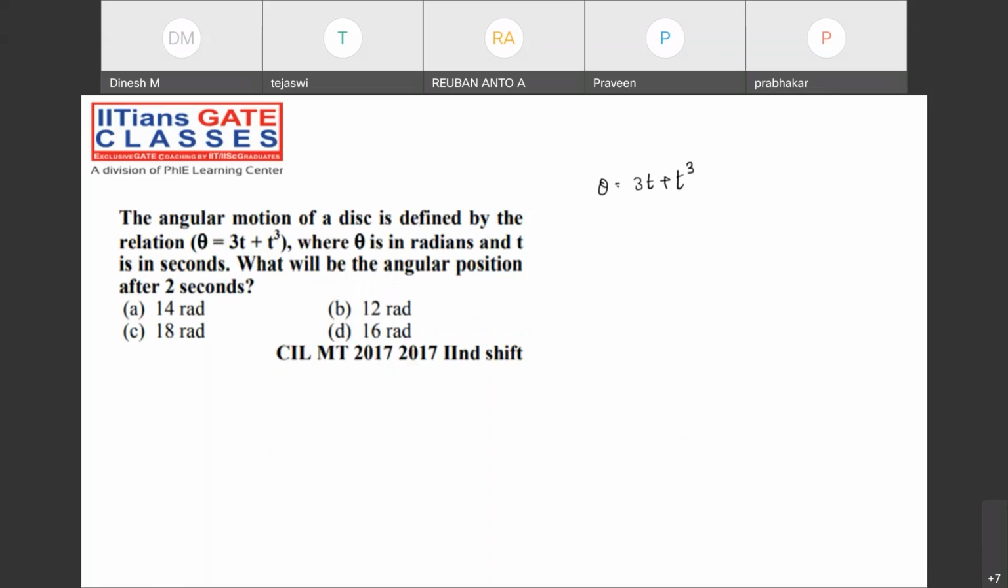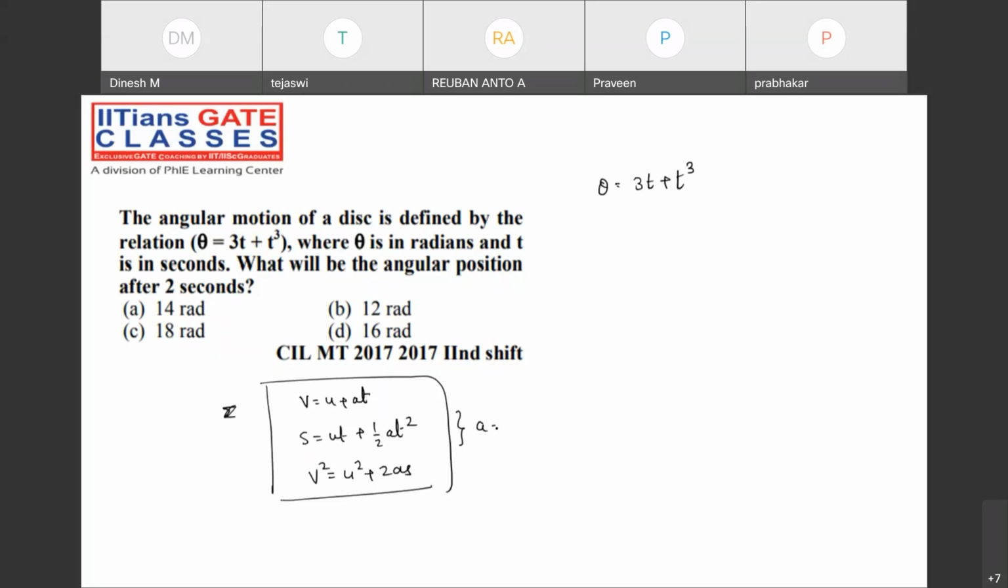Whenever any body is under motion, V is equal to U plus AT. S will be UT plus half AT square. V square is equal to U square plus 2AS. These are the three equations of motion we have when acceleration is constant. When acceleration is varying, we can find A equal to dV by dt, and V equal to dx by dt, by these particular formulas.